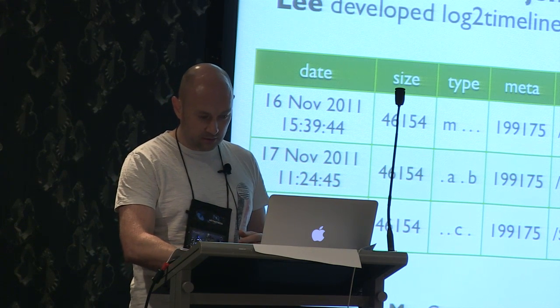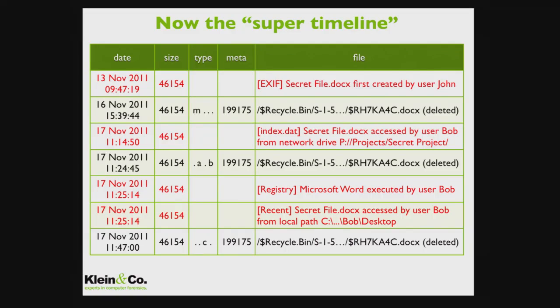So expanding on this example, what if you could do this? You can see the black entries here are the original file system metadata and timestamps. And now we've expanded it to include the entries in red. So we can see EXIF information out of the doc file, which shows us when it was created and shows us the user. Index.dat entries on the computer might show when a different user accessed the file, and it'll also show us, for example, the network location from which they accessed it.